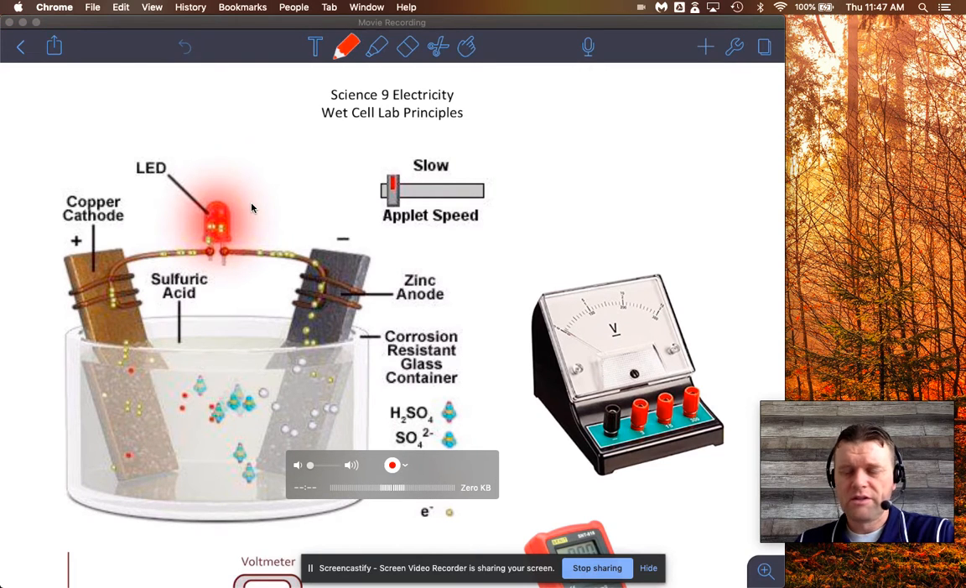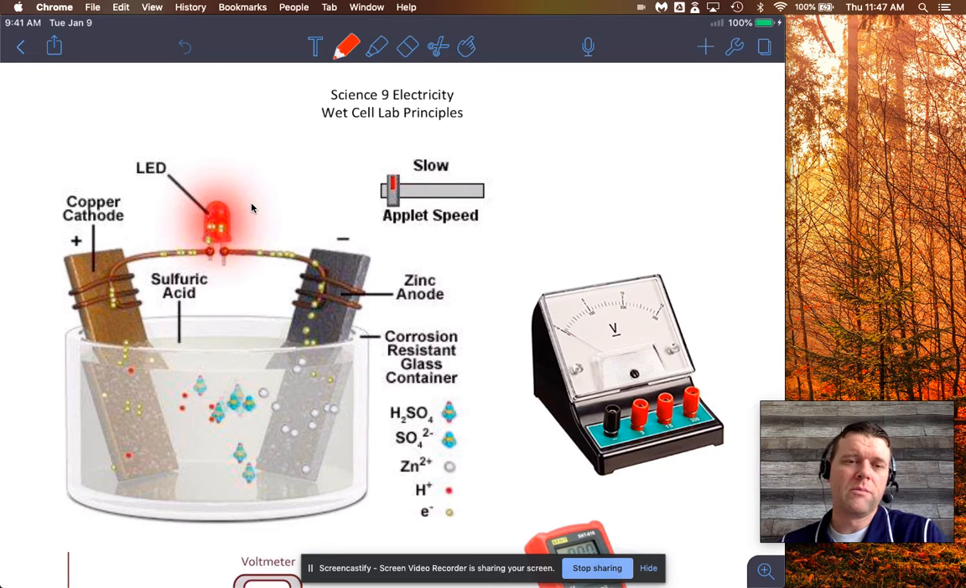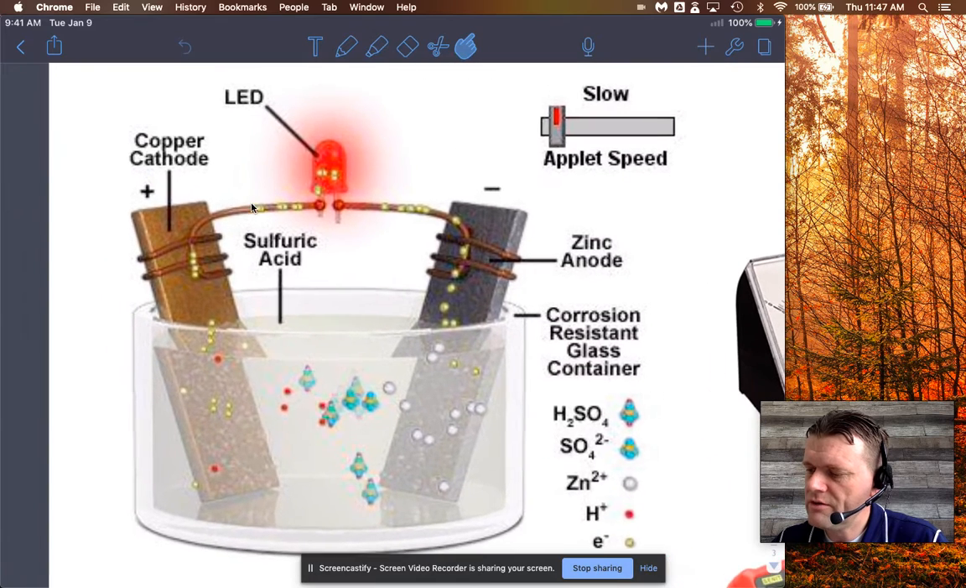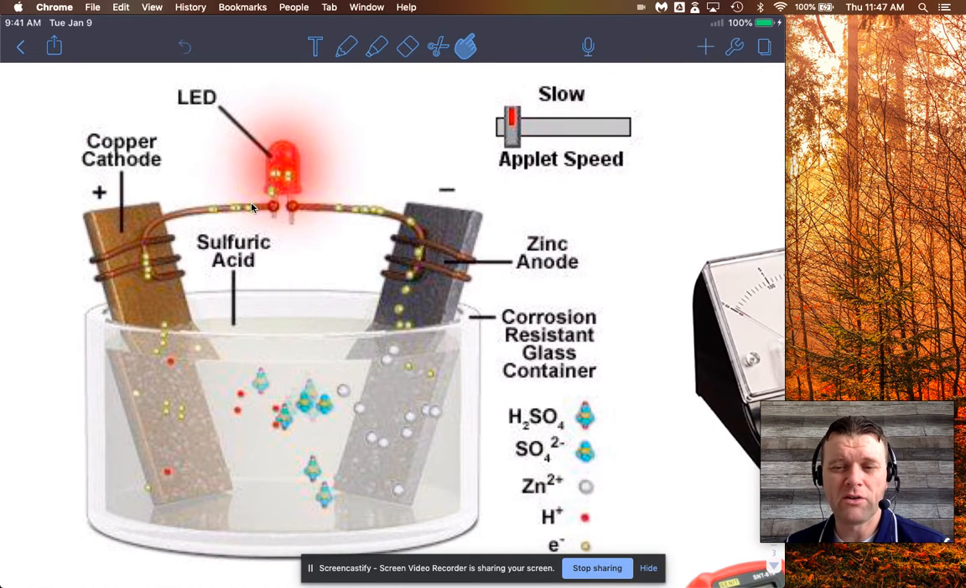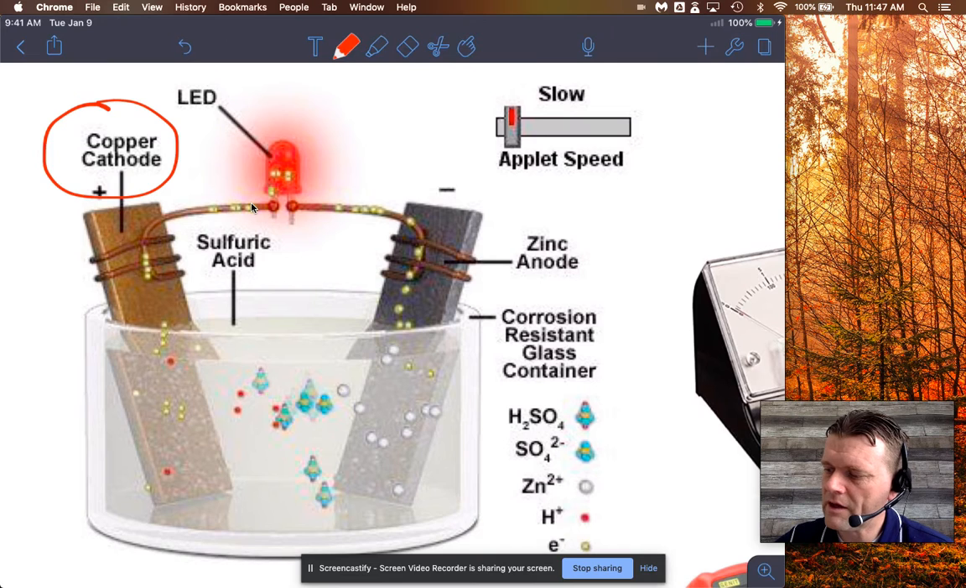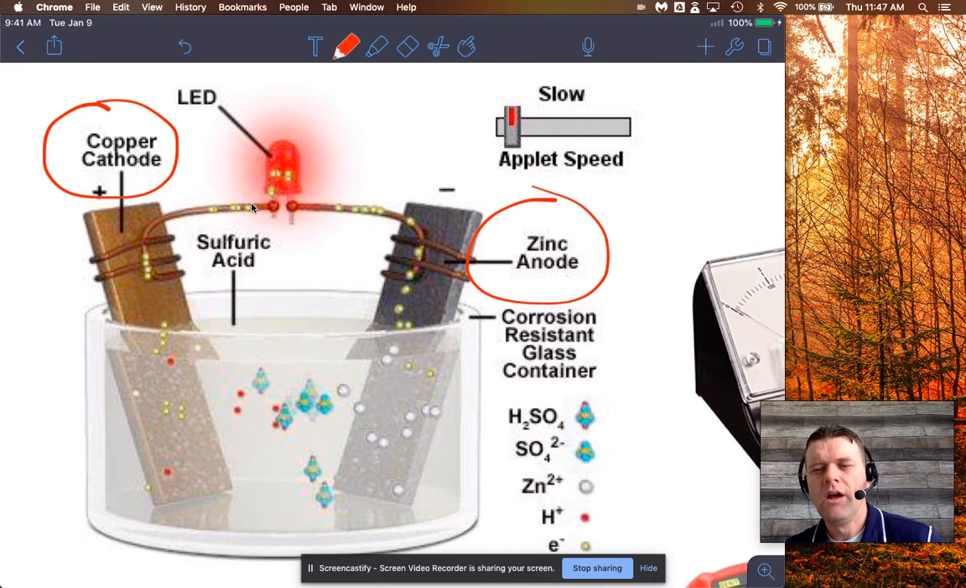So the principles are pretty straightforward, but you need to know that for a wet cell, what you need are two dissimilar metals, is the term that's used. Metals that aren't the same. So in this one, you can see we have a copper cathode over here, and then a zinc anode over here. I'm not really worried that you know which one's the anode and which one's the cathode. For our purposes, you definitely just need to know that they are different metals.